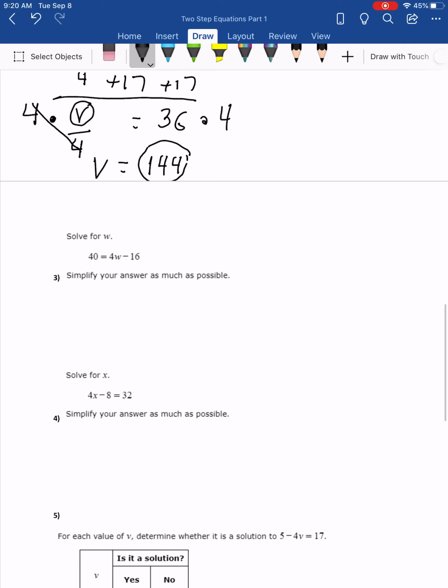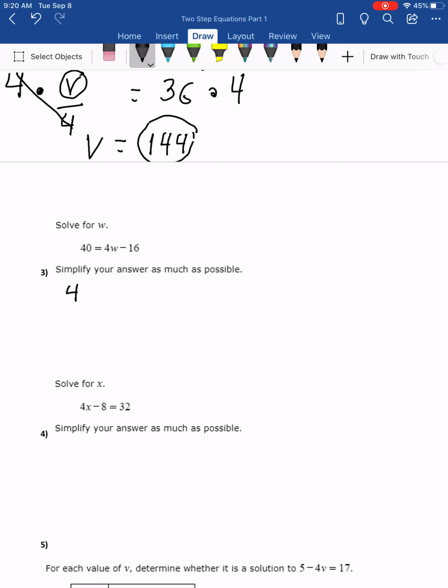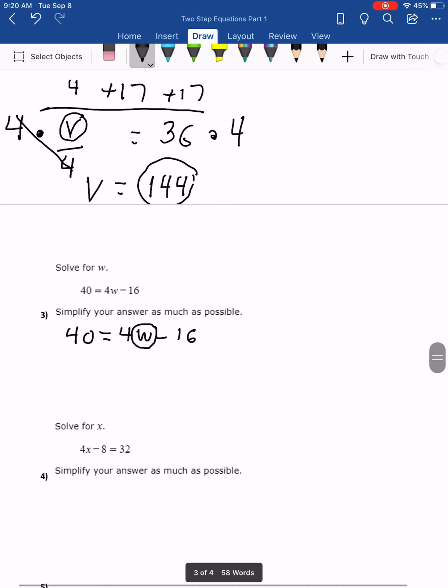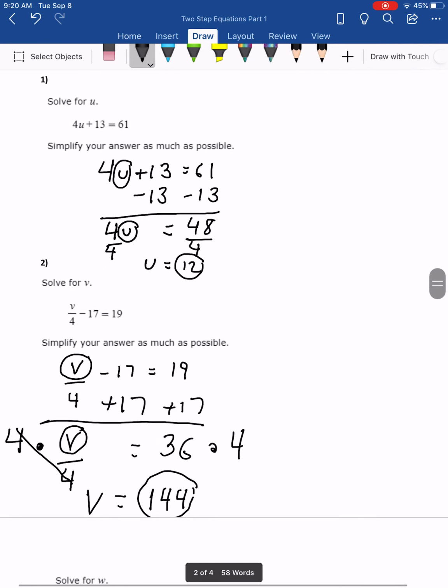Okay. Number 3, 40 equals 4w minus 16. So on this one, the variable's on the other side, but that doesn't change anything. Same steps, same goal here. So our variable here is w. I like to put a circle around the variable. You don't have to. So, refresher for our steps, add or subtract, and then multiply or divide.